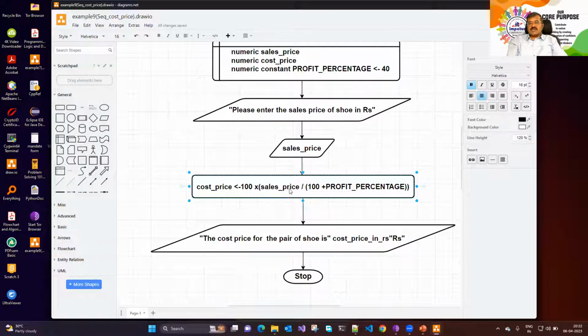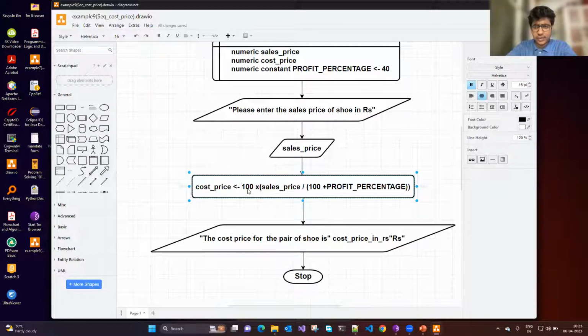Okay. So sales price 140 है. 140 divided by 100 plus this. Is that working right? Sales price अगर 140 है, तो 140 divided by 100 plus 40, that also becomes 140. So 140 divided by 140 comes out to be 1. So 1 into 100 is the cost price 100 rupees.